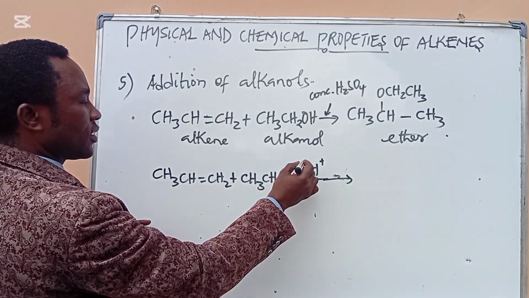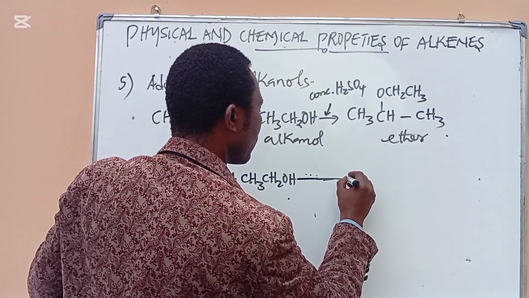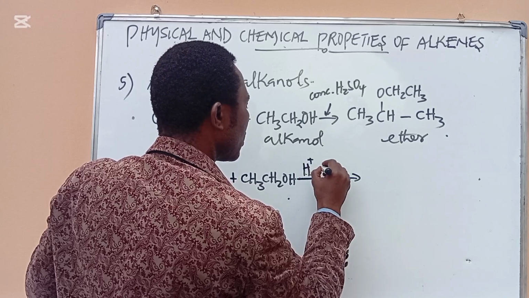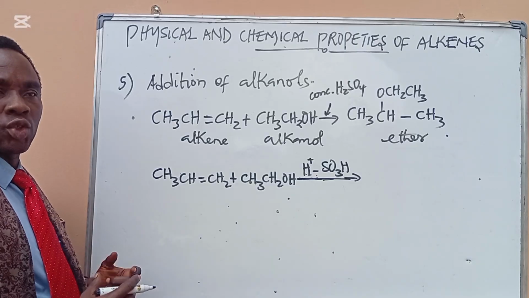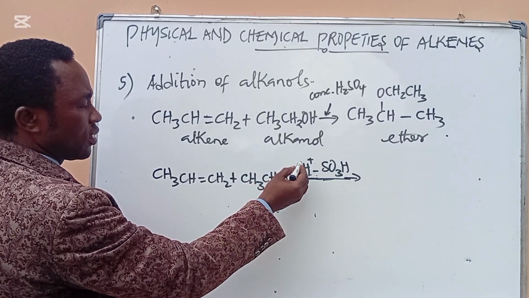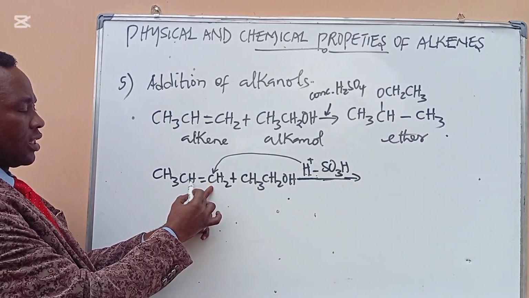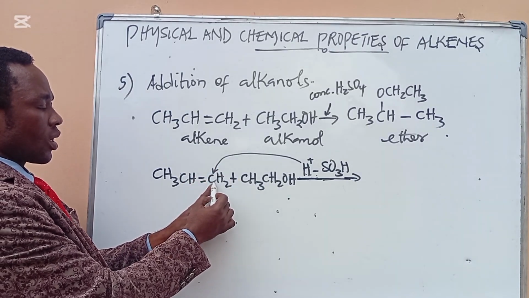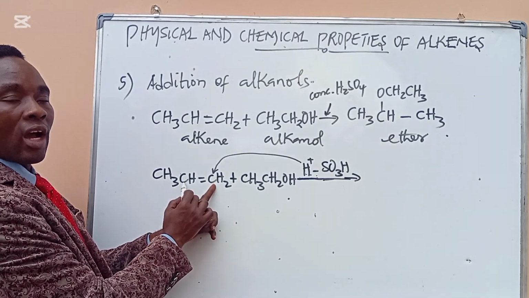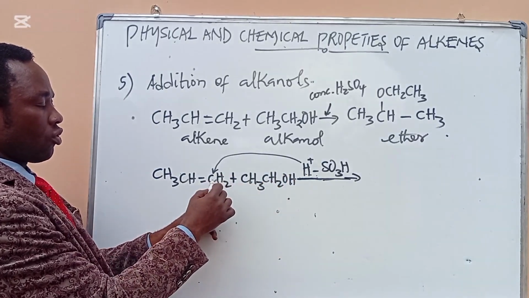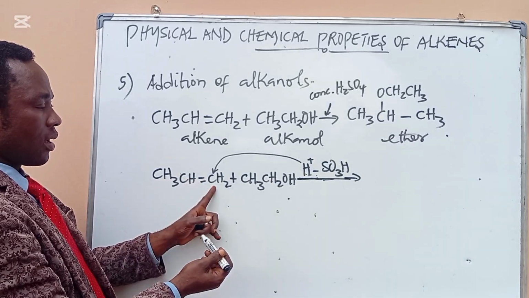Now this H plus from the acid comes here. Let me write the acid in full, H plus and the OSO3H. I want to write it this way so that I can show you what actually happens. This proton comes to add to this place, because within these two carbon atoms, the carbon bearing the double bond here has more hydrogen than the other one. So according to Markovnikov's rule, the hydrogen is added to the carbon of the double bond that already has the higher number of hydrogen.